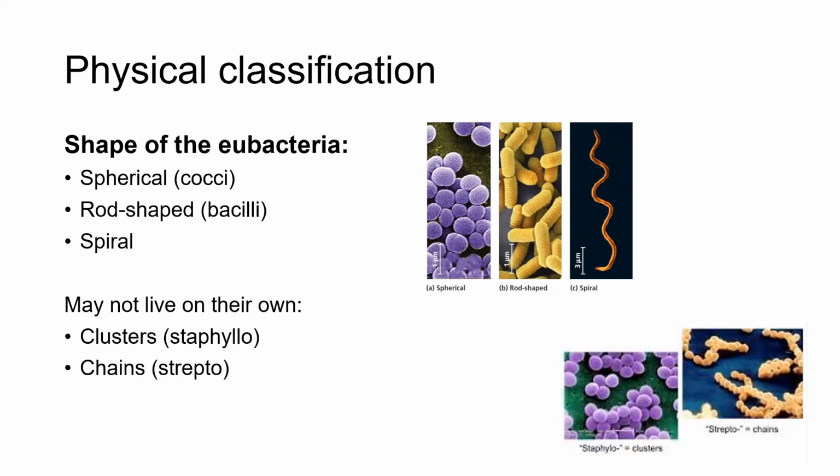We will now be looking at how Eubacteria can be classified into these different phyla. The only method of physical classification for this taxon is their shape. They can be spherical, or cocci, they can be rod-shaped, or bacilli, or spiral. Often bacteria live on their own. However, in other cases, bacteria have formed clusters, staphylo, or long chains, strepto.